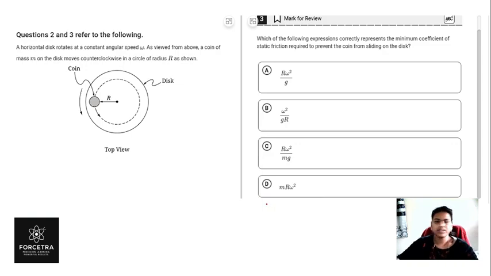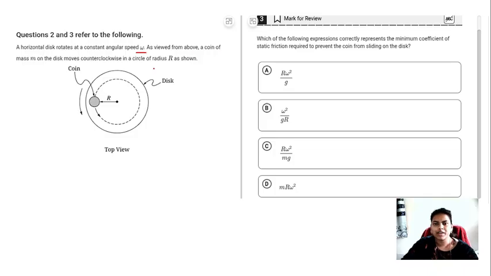Okay, so in this question, a horizontal disk rotates with constant speed omega as viewed from above. A coin of mass m on the disk moves counterclockwise in a circle of radius capital R as shown in this figure. Which of the following expressions correctly represents the minimum coefficient of static friction required to prevent the coin from sliding? This is the coin.